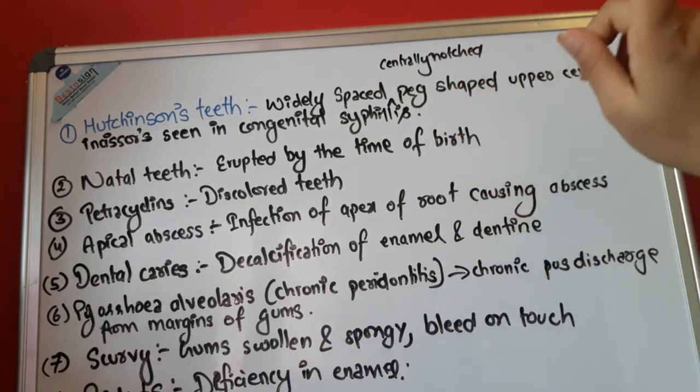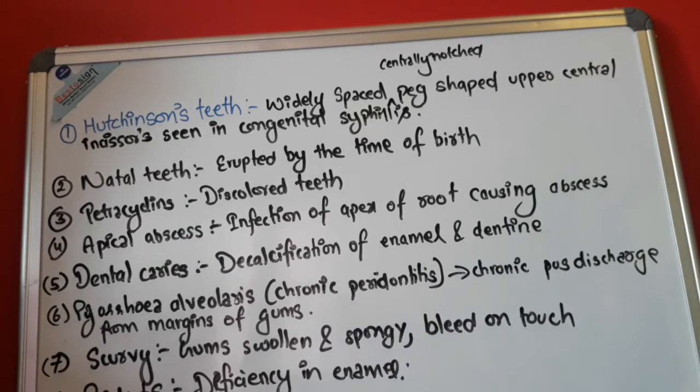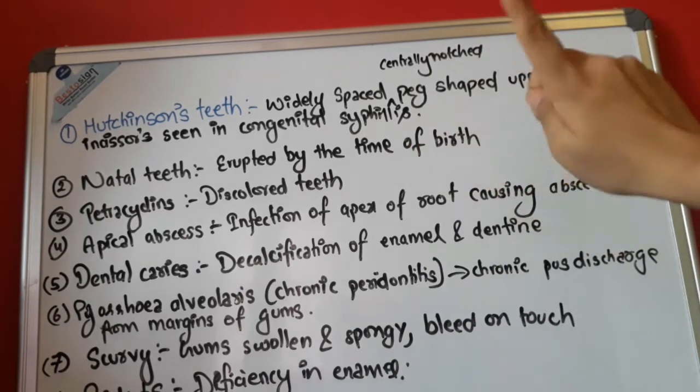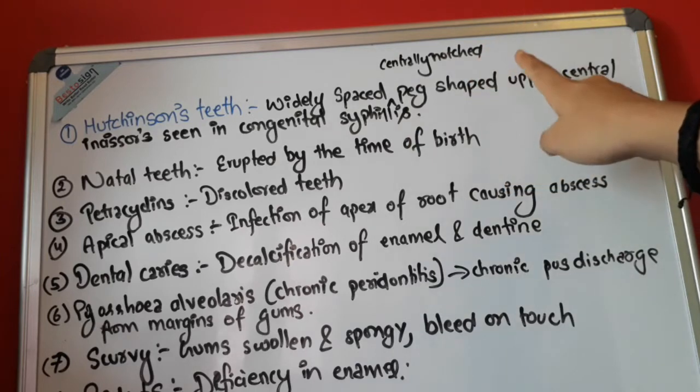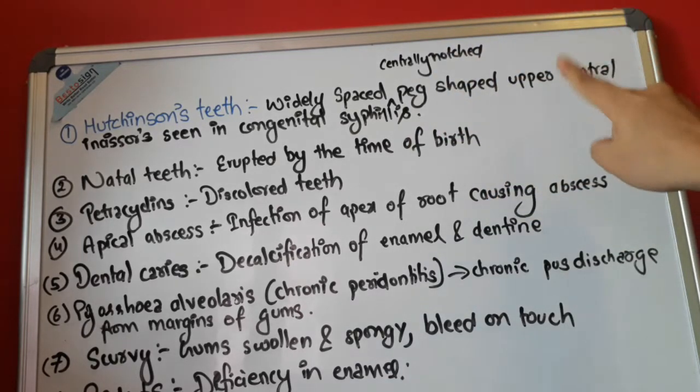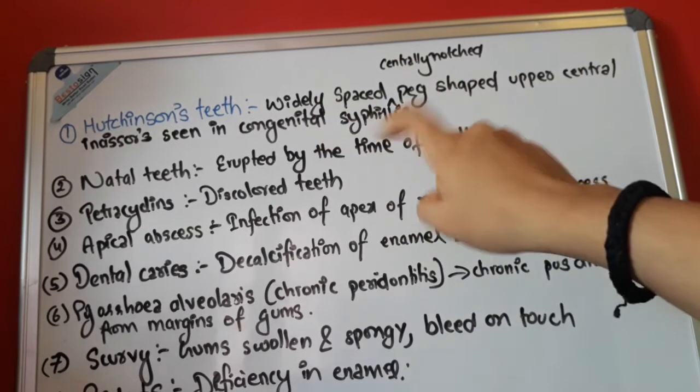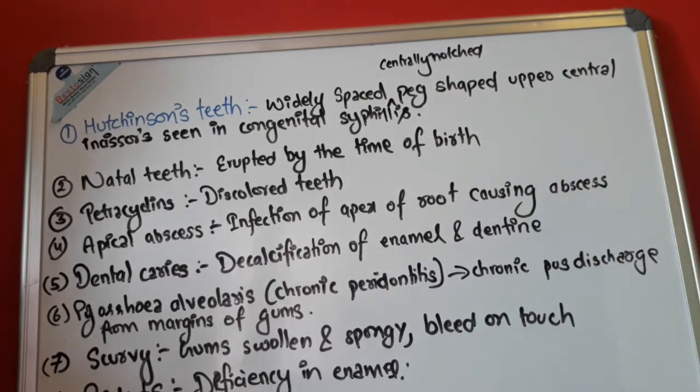Hutchinson's teeth. I'm sorry if my pronunciation is wrong. So it is widely spaced, centrally notched, peg-shaped upper central incisors seen in congenital syphilis. So this is important, right? This is something you have to insert while you are studying. This is something you should learn definitely when you go to study.